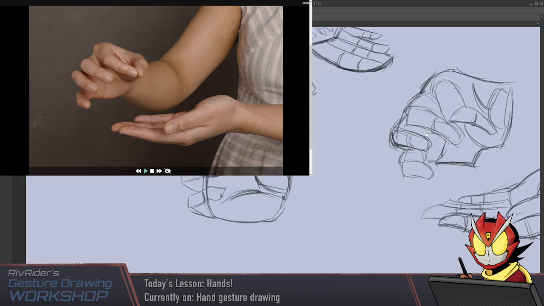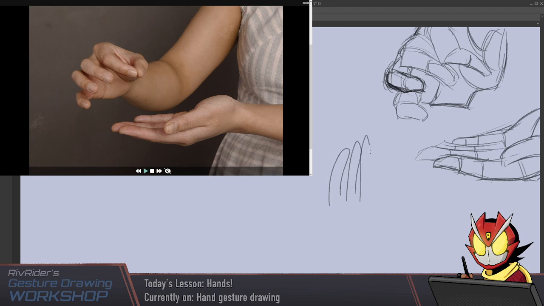And see on their left, on the raised hand, it's slightly curved. It's slightly curving inward. That's that tendency for fingers to curl inwards to a point that I talked about.